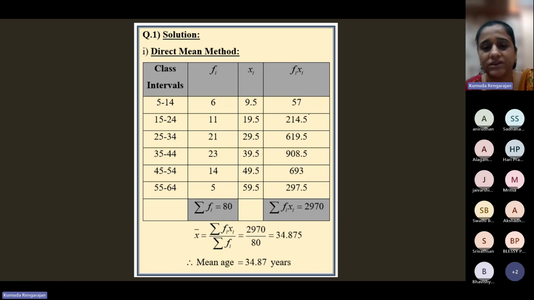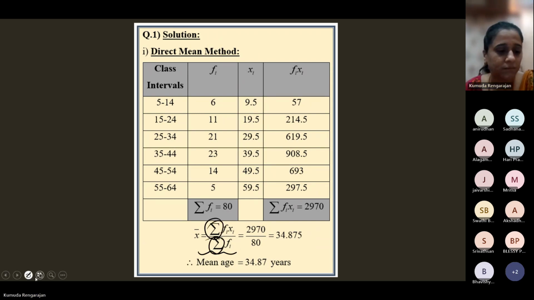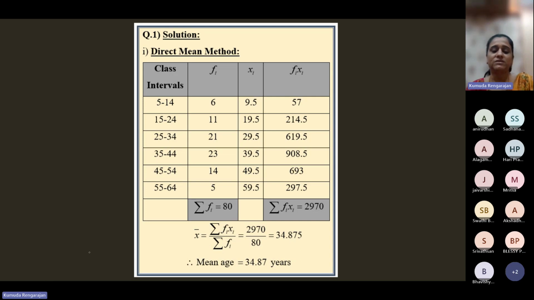So like this, we generate the FI-XI column. And this is the formula to find mean using the direct method. X bar is equal to sigma FI-XI by sigma FI. I did explain what sigma stands for. Okay, so sigma FI-XI by sigma FI. So the total of the FI-XI column by the total of the FI column, which is 34.875.